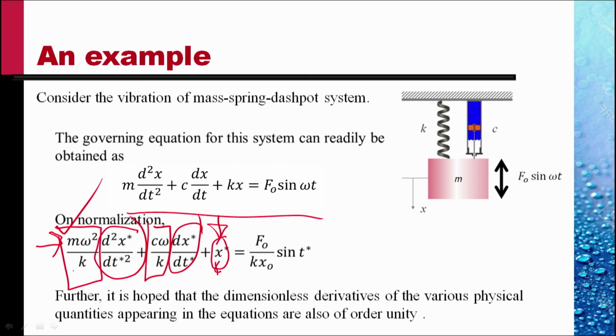If c omega by k, the coefficient of the second term, was small, then we could neglect the second term. That is, we could neglect the damping term altogether. And this would then act as a simple mass spring system with no damping. This is the basis on which the theory of approximations was developed. In the latter part of the course, we will spend considerable time in developing this further. Thank you.